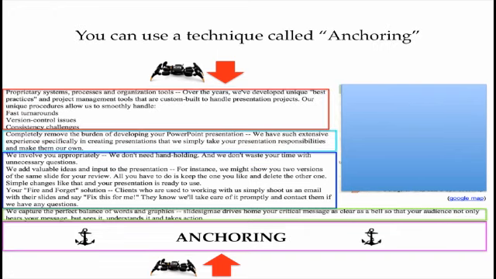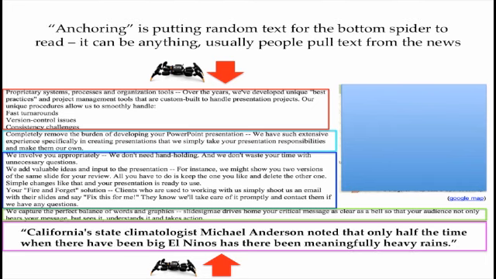Another way to save time when varying your body text is to do a technique called anchoring. Anchoring is putting random text at the bottom of your ad for the bottom spider to read. A lot of users get their random text from news articles. You can just quickly copy and paste random text every time you create an ad. You can hit the return key a bunch of times and put the anchor out of sight at the bottom of the ad. It's very fast.